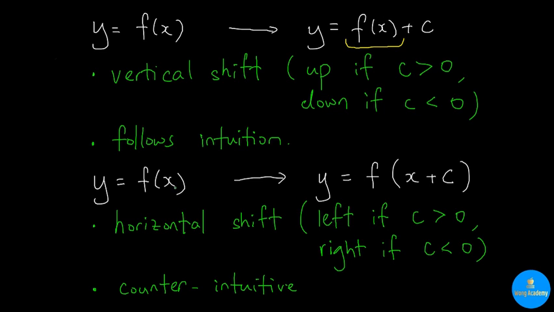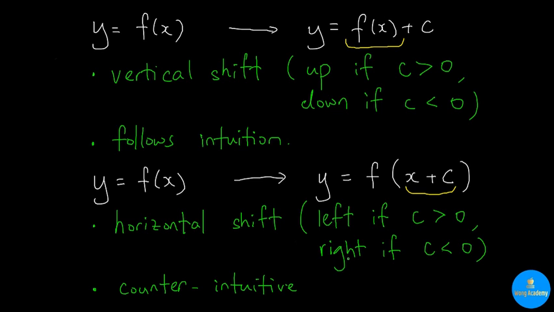This is because the input x is now changed into x plus c. So the x-axis is shifted. If the x-axis is shifted to the right because of positive c, then it looks like your graph is shifted to the left. If your x-axis is shifted to the left because of the negative c, then it looks like your graph is shifted to the right.